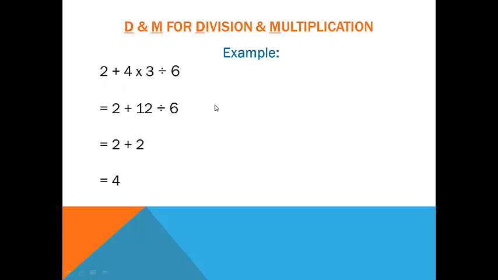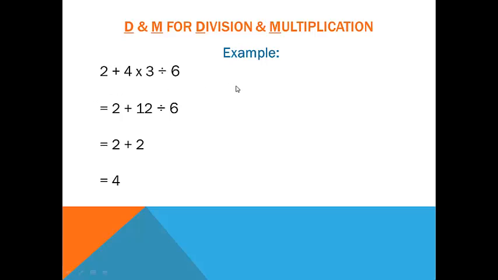Now, D and M stand for division and multiplication. So the tricky thing here is that you don't actually have to do division before multiplication. You just go from left to right, and whichever one comes first is the one that you compute first. So you just have to remember that division and multiplication are equal in BEDMAS, and you just compute from left to right.